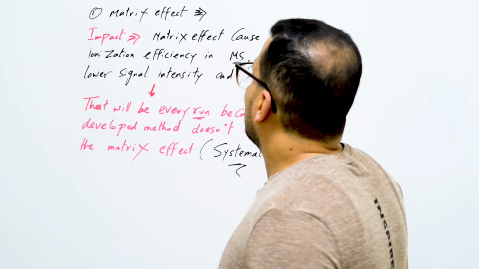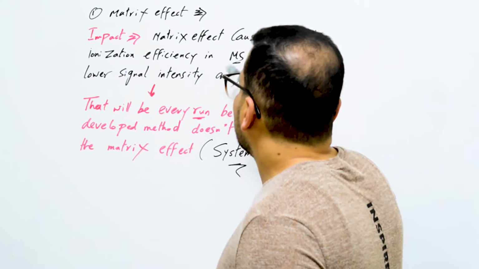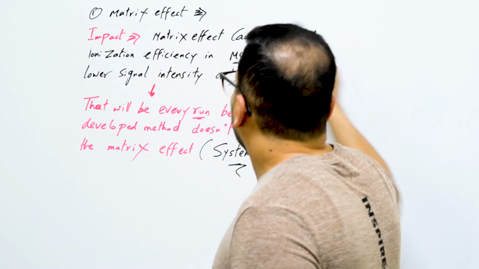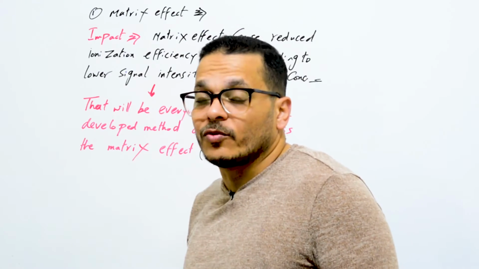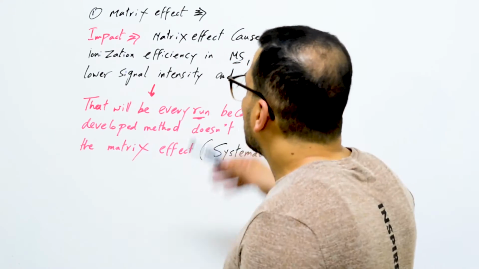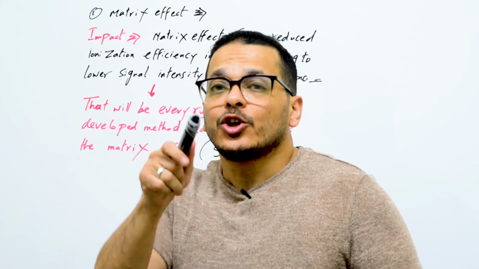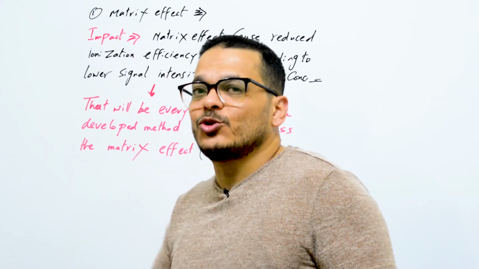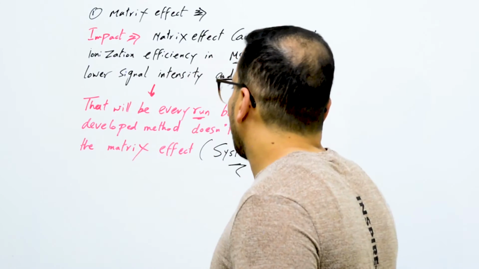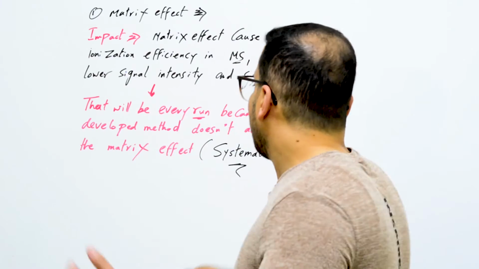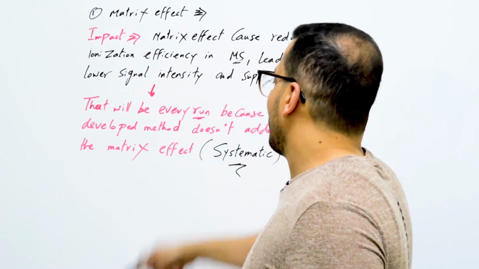Matrix effect causes reduced ionization efficiency in mass spectrometry, leading to lower signal intensity and will suppress the concentration of target analytes. And that will be every run. This is systematic. It will happen every run because your method cannot reduce or eliminate the matrix effect. That will be every run because the developed method from the beginning does not address the matrix effect.